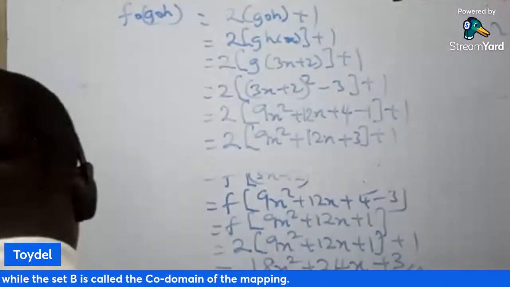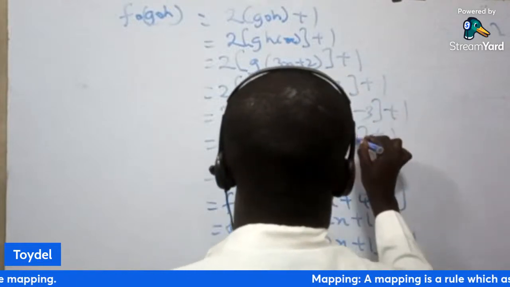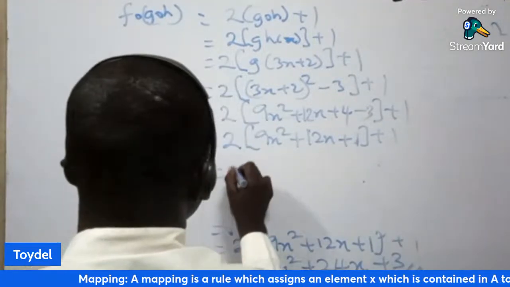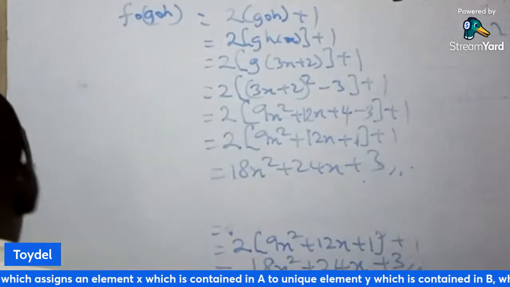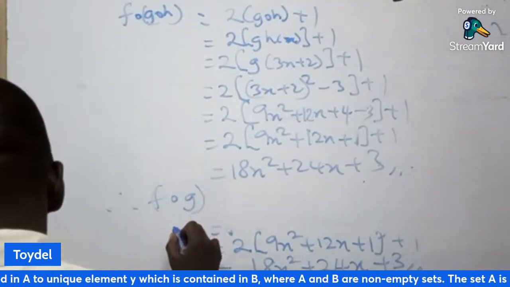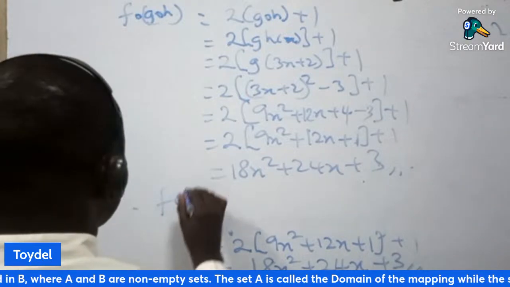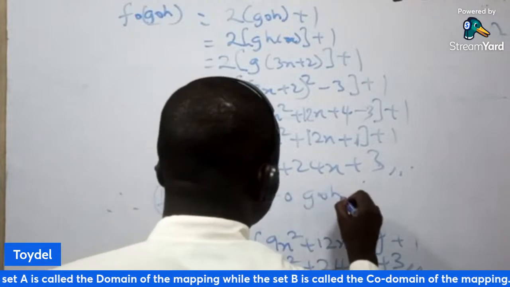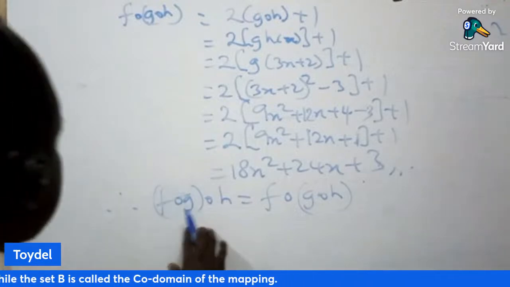Then I can go ahead. This is 3. Here will be 1. So when I expand further, I'm going to get this to be equal to 18x squared plus 24x, then plus 3. So from there now, we have been able to show that F of G of H is equal to F of then G of H. So we have been able to show from what we have done that this is equal to this.